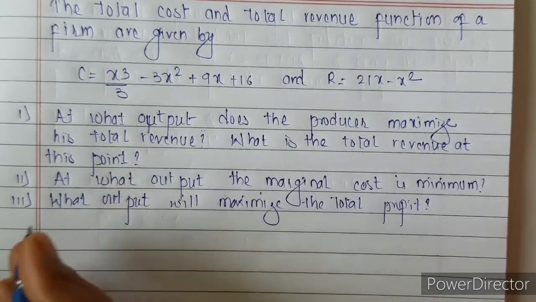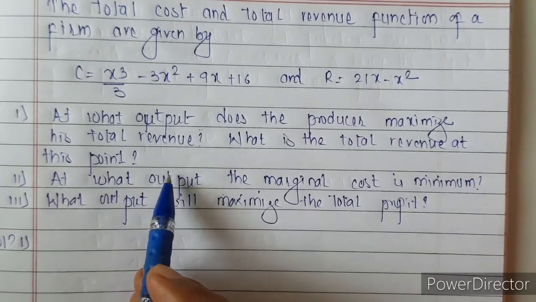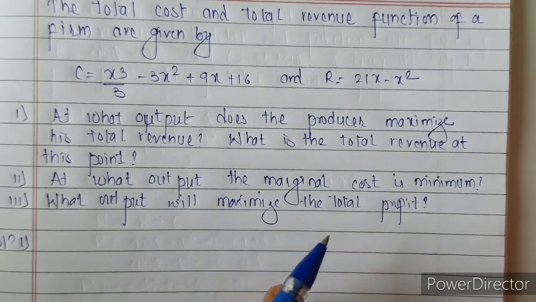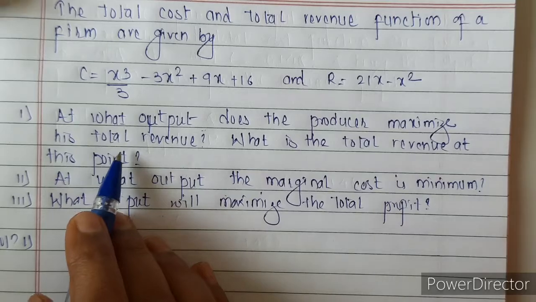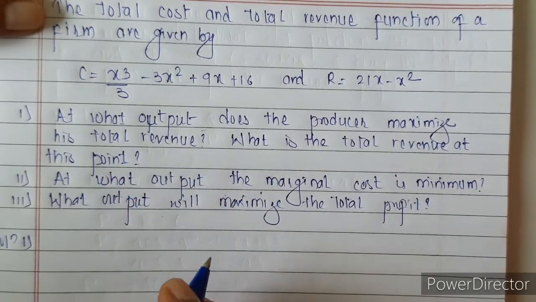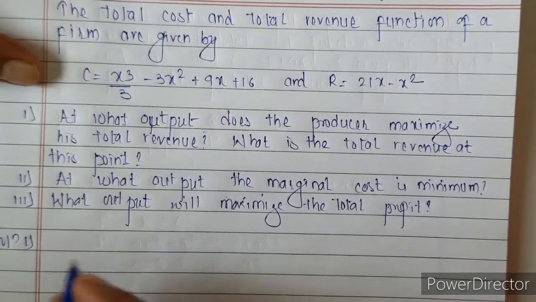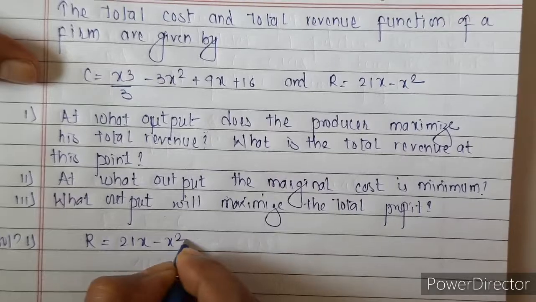In the first one we have to find at what output the producer maximizes his total revenue and what is that total revenue. So we have to find the output at which the producer is going to get maximum revenue. Now the revenue function is given as 21x minus x square.